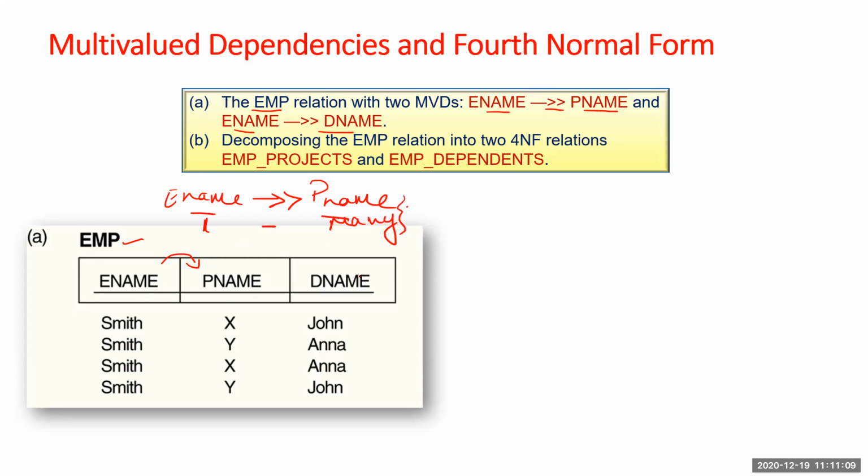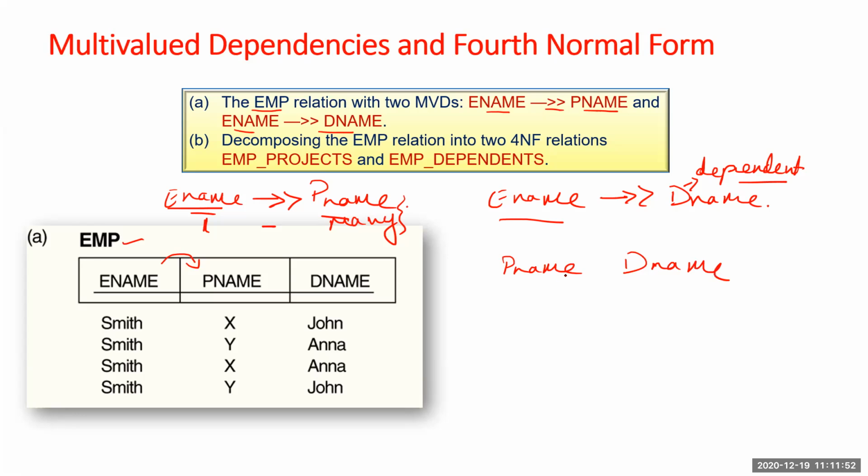In the same way, take E name multi-determines D name. That means one employee can have more than one dependent. This D is not department name, it is dependent name. Both are true, right? So my E name attribute multi-determines P name as well as D name. But P name and D name are both independent. They are not connected to each other.